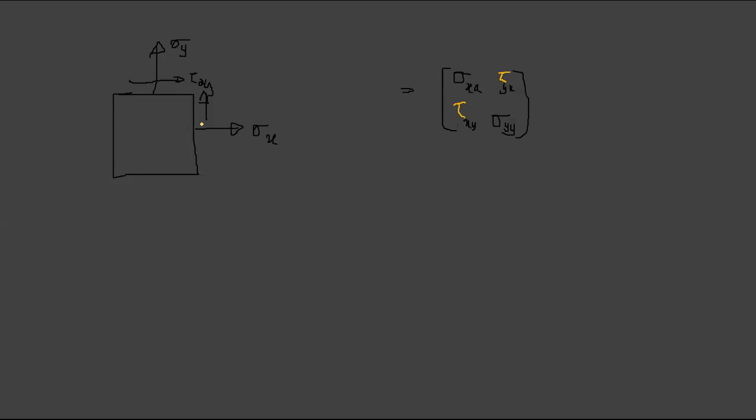So you know there are four components, but these two are the same, right? We usually call this complementary shear stress. If you take bending moments about this point, the couple exerted by these two is equal to the couple exerted by these two, right? So that the element is in equilibrium.